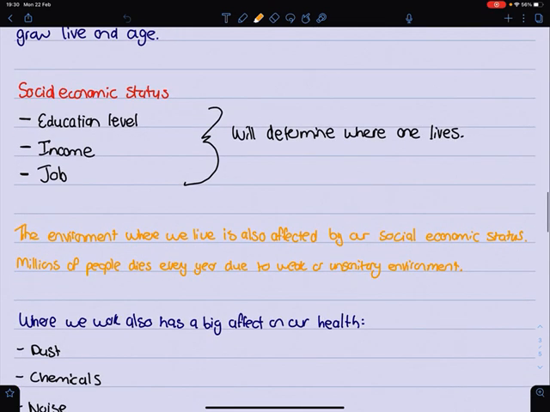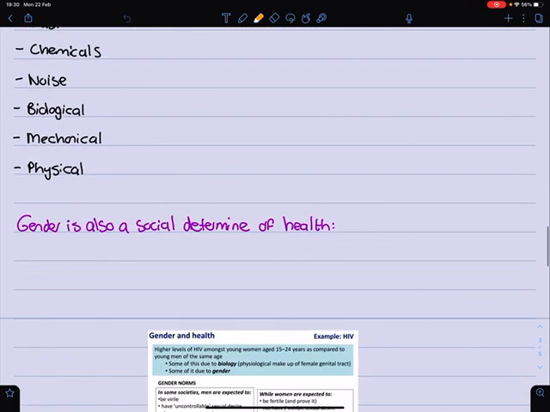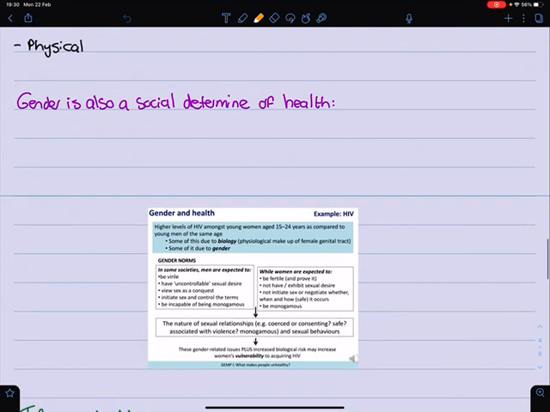The environment where we live is also affected by our socio-economic status. Millions of people die every year due to weak, unsanitary environments. And when you have a weak socio-economic status, you will probably have a bigger chance of living in an unsanitary environment. Where we work also affects our health, such as dust, chemicals, noise, biological, mechanical, and physical hazards. Gender is also a social determinant of health.